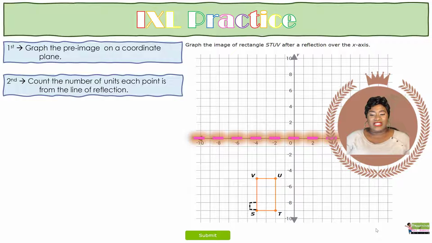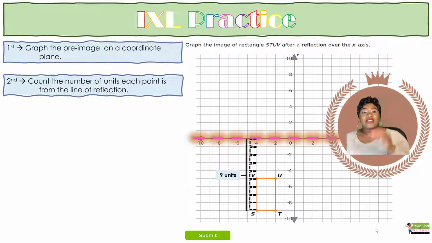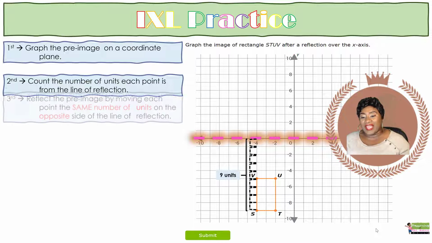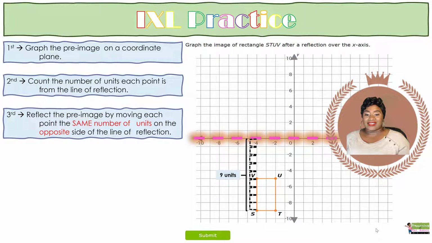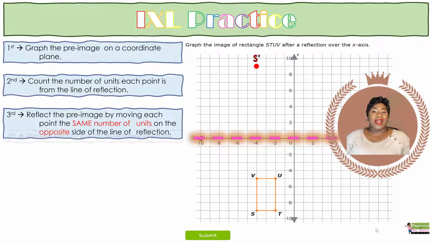Okay, so we're going to start with point S. As we can see, point S is 9 units. There are 9 units between point S and the x-axis. Therefore, we will follow along with step 3, which tells us to reflect each point the same number of units on the opposite side of the line of reflection. Therefore, we're going to go 9 units on the opposite side of the x-axis, and here will be our S prime.